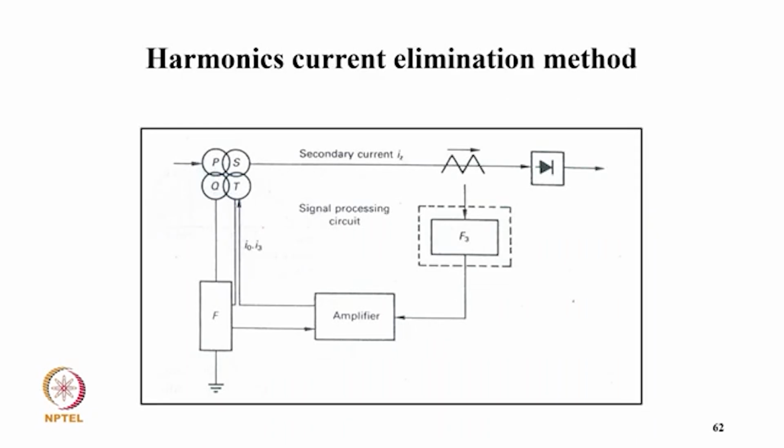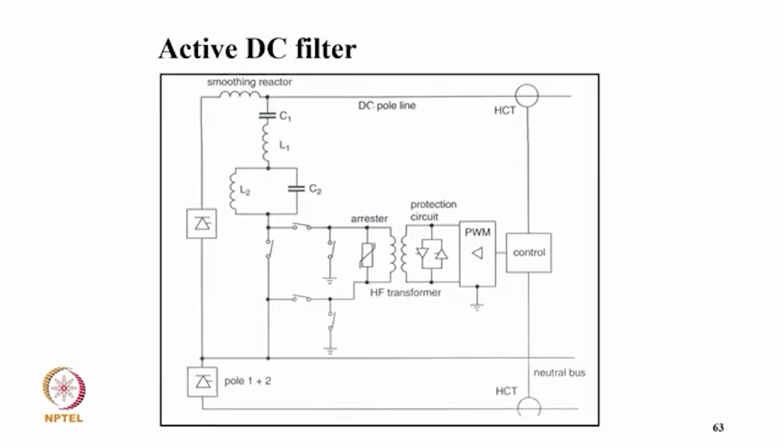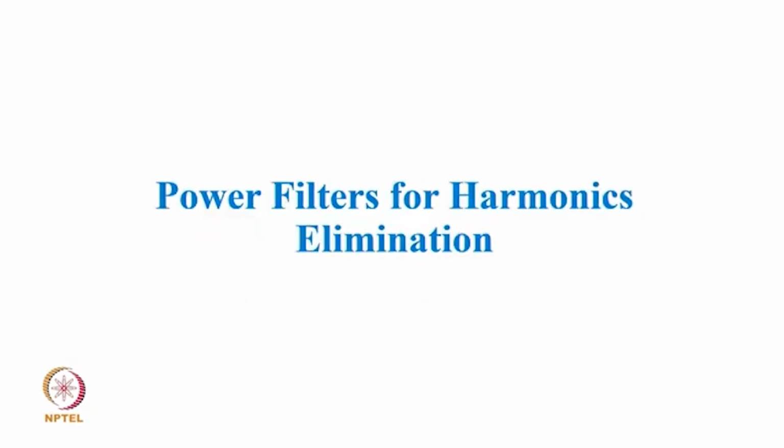Here you have typically the filter in series, with proper feedback through the amplifier to the signal conditioning circuit. And this is the active filter. We have an active filter in series with the passive filter. You have a double tuned L1 and L2 in series, and then in series with this the active filter with the proper arrester and control.